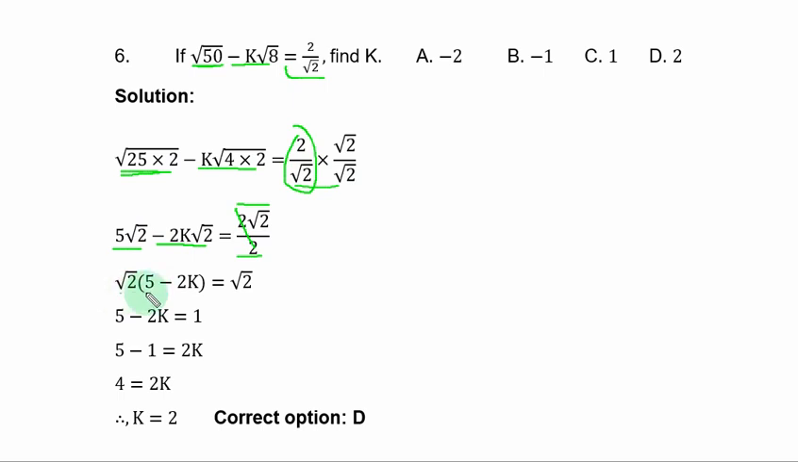You have this result. Meanwhile, you can factor out root 2 from the left hand side because root 2 is common. Now, if you divide through by root 2, you are left with 1 on the right hand side. So you have 5 minus 2k equal to 1. That is 5 minus 1 equal to 2k, and you have 4 equal to 2k. Divide both sides by 2, k is equal to 2. D is the correct option.